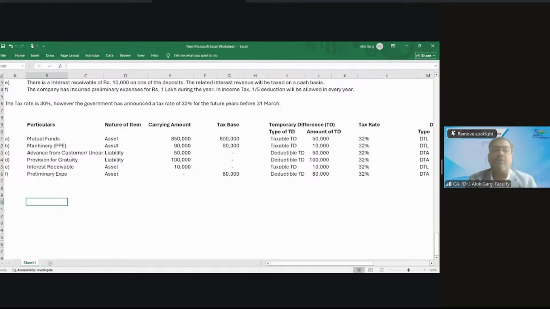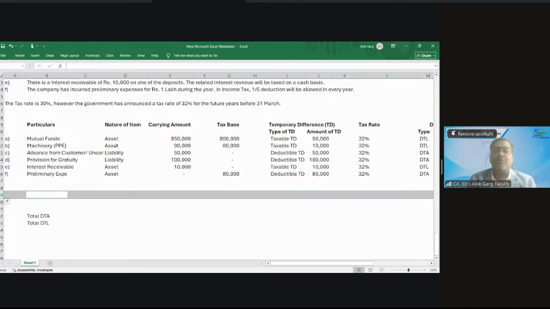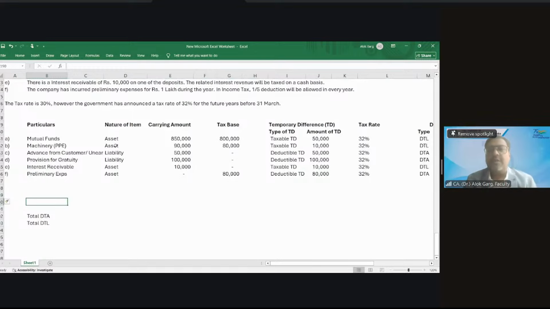Now, what is my total of DTA and what is my total of DTL? So notes to accounts, in balance sheet notes to accounts. How will this be presented in the balance sheet, in the financial statement notes to accounts? Let me tell you.